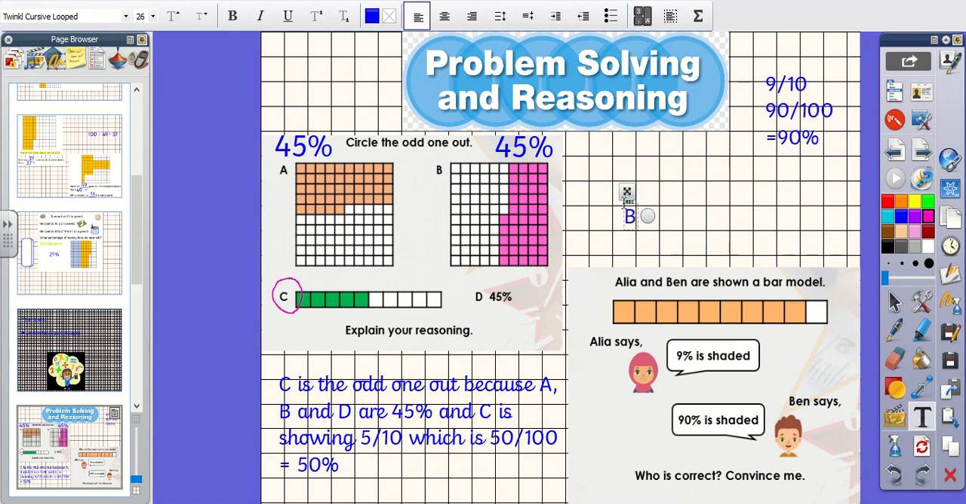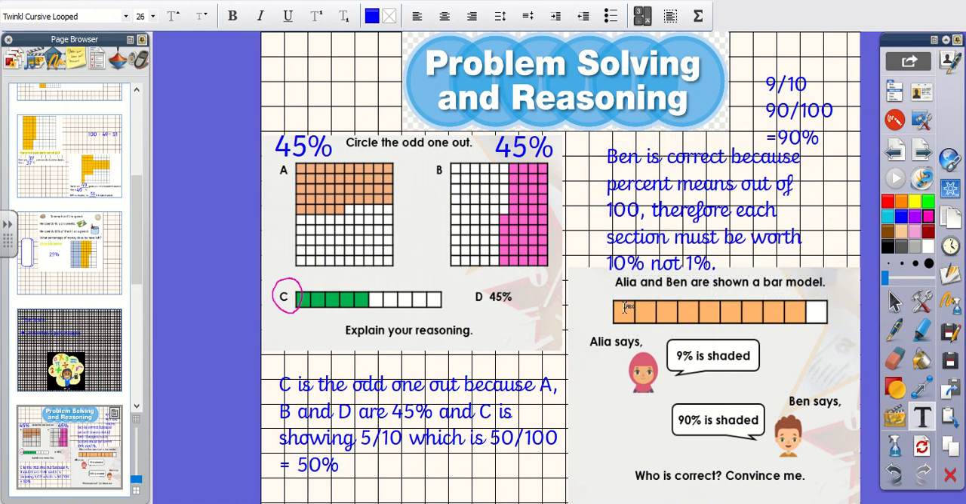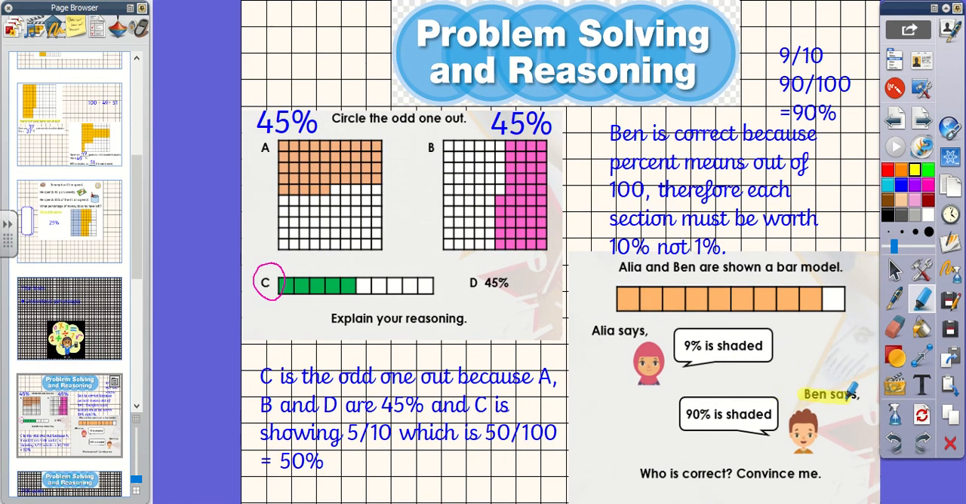Okay, so Ben is correct because percent means out of 100. Therefore, each section must be worth 10%, not 1%. Okay, because if we count in our tens of all of those ones that are shaded in, 10, 20, 30, 40, 50, 60, 70, 80, 90%. So you are correct, Ben.